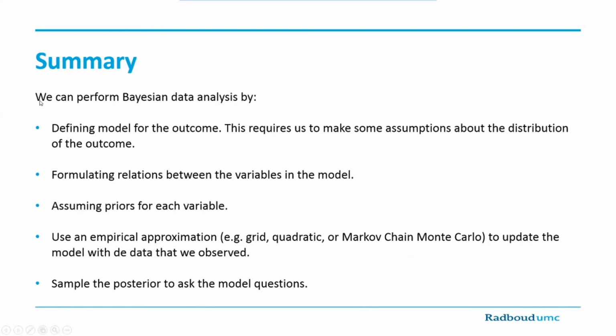So in summary, to perform Bayesian data analysis, you need to define a model for the outcome, which requires us to make some assumptions about the distributional outcome. Is it normal? Is it a coin toss? Is it something that ranges between 0 and infinite? You formulate some relation between the variables of the model, which we'll dive on a little bit deeper, but this is similar to frequentist statistics actually. You need to assume some priors for each variable, and for this you use basically common sense or what you know already. You use some approximation, which is very technical and we won't go into. We'll see that in the next videos. And then we sample the posterior and ask the model questions, like we did in the previous slide.